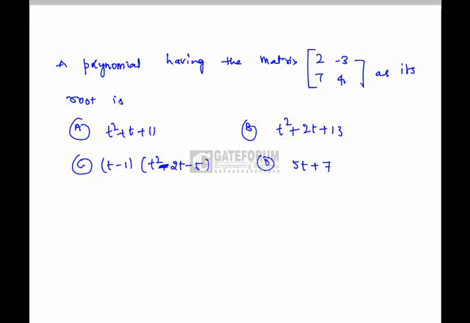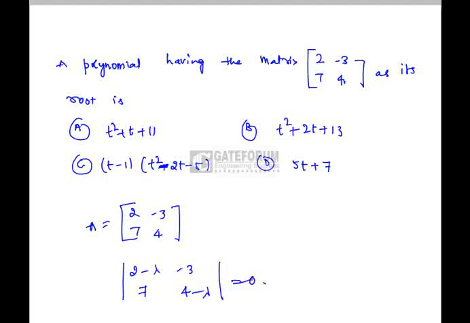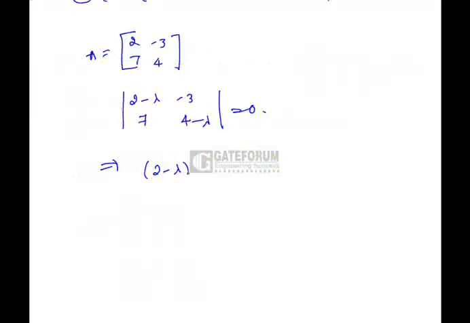In this problem, we have to find the polynomial which has the matrix 2, minus 3, 7, 4 as its root. Now let the matrix be A. We know that every matrix satisfies its characteristic equation, and the characteristic equation of this matrix A is the determinant of 2 minus lambda, minus 3, 7, 4 minus lambda is equal to 0, which is nothing but 2 minus lambda into 4 minus lambda plus 21 is equal to 0. If I simplify this, it will be lambda square plus 2 lambda plus 13 is equal to 0.